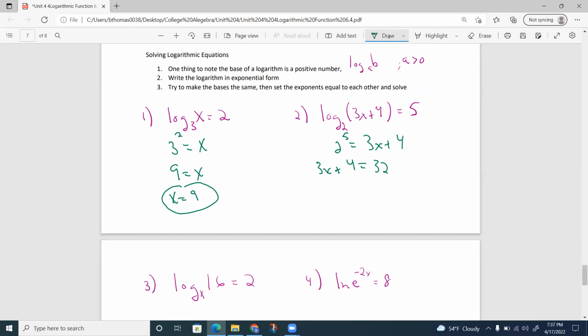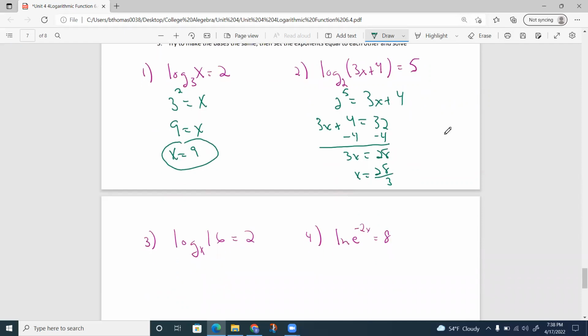So the next thing would be to subtract 4 from both sides. And we would have then 3x equals 28. Divide both sides by 3, and you'd end up with 28 over 3. And that fraction doesn't reduce, so we just keep that as 28/3. So that would be our solution to that one.